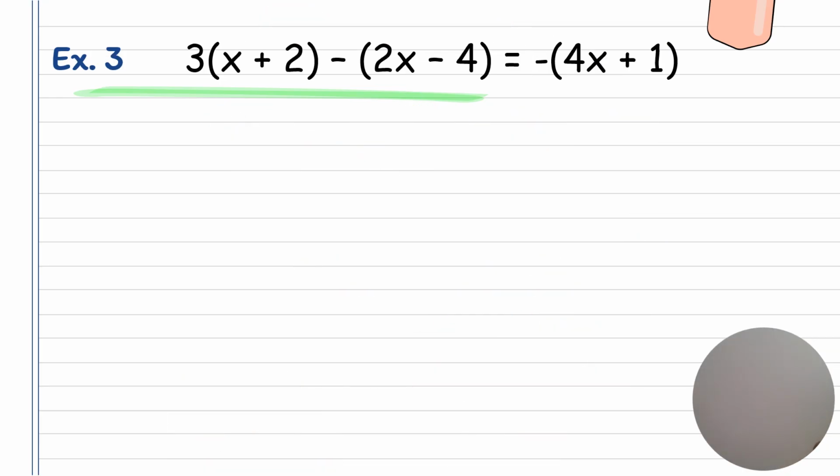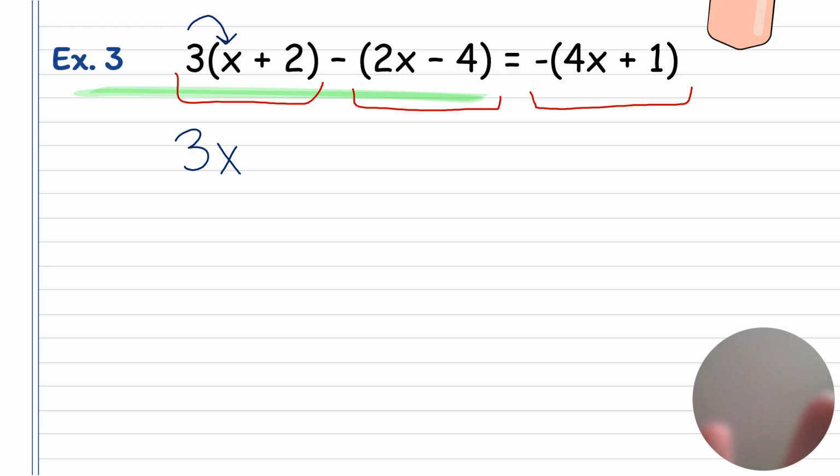Okay, when we look at the next one, I see some more groups. I see this group here. This is grouped off with some parentheses, but I don't think we have to do anything with them. So let's start distributing in. If I do 3 times x, it gives me 3x. 3 times 2 gives me a positive 6.